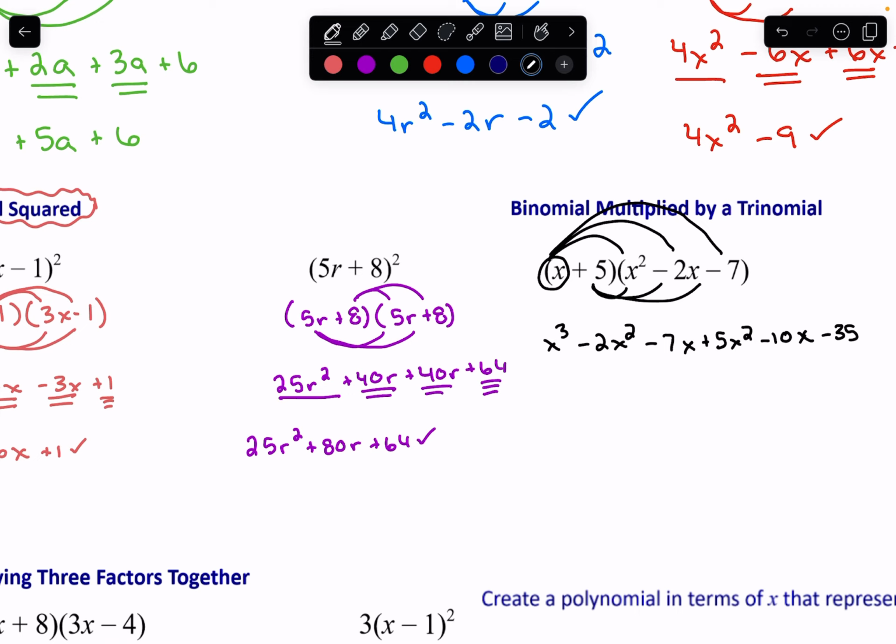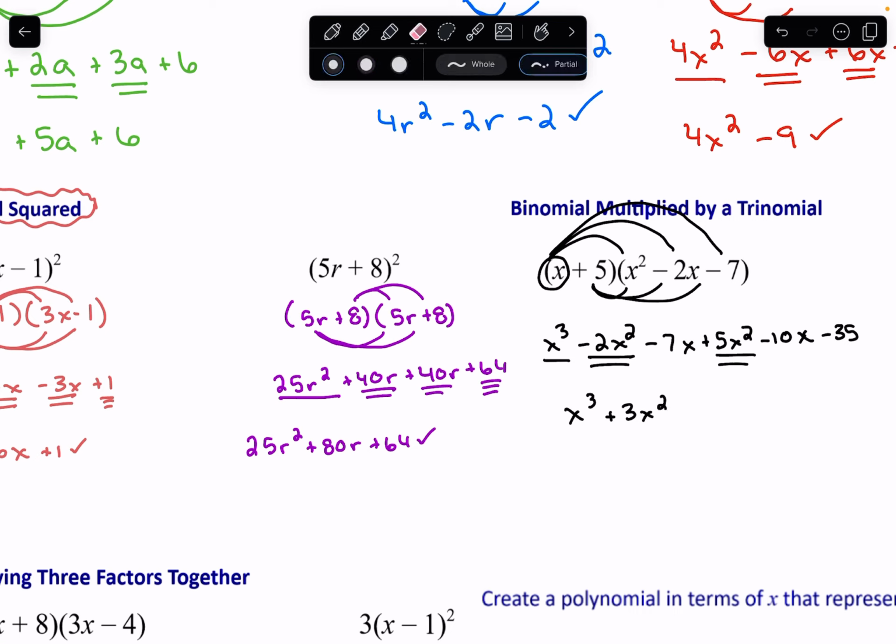Now I have a lot more terms to combine, but that's it. It's the same idea, just combining more things together. I start with my biggest one, x cubed, and then I look for x squareds. So there's one, there's another one. So negative 2 plus 5 is plus 3x squared.